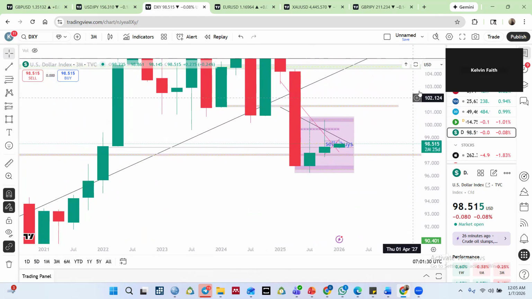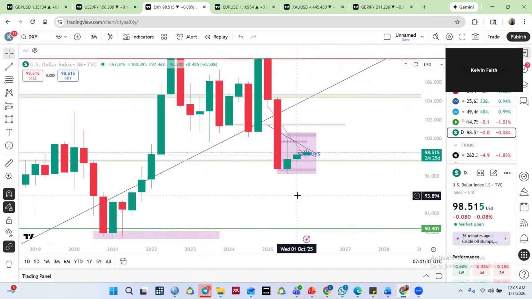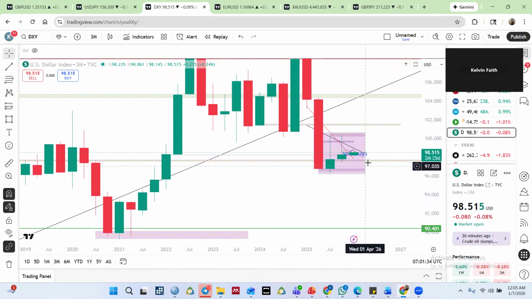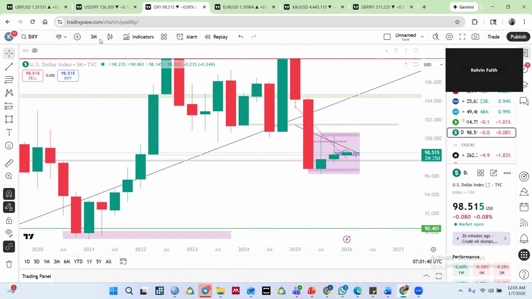So if you want to be trading from the longer term, you might want to see a break from this consolidation here. We have 3 months. In the last 2 of the 3 months, I think the market has been consolidating, ranging around this area. So we need a breakout. That's one of the things.